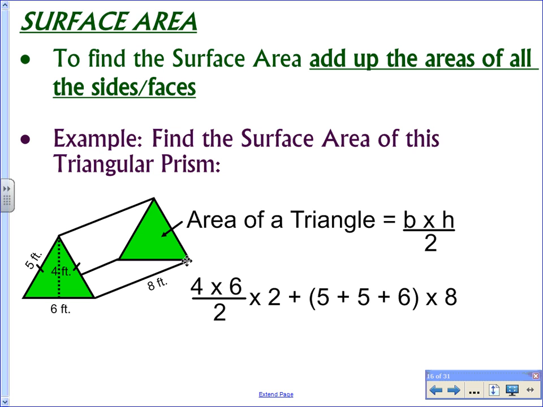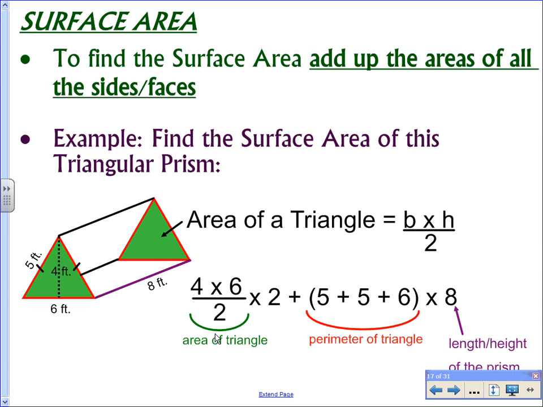I say length or height because in this case, the triangle faces, the bases, are the front and the back. Sometimes the bases will be the top and the bottom. So right now 8 feet is the length. If we were to rotate this prism and make the triangles the top and the bottom, 8 feet would be the height. It's always the distance between the 2 triangles.